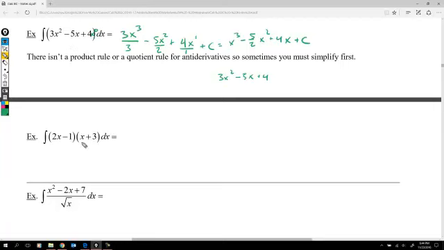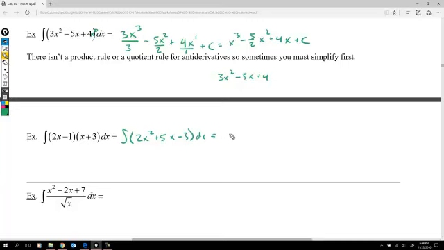Okay, next example, there's no product rule or quotient rule, so we have to simplify this. We have to do the binomial distribution. And so I'm just going to multiply. I get 2x squared plus 6 minus 1, so plus 5x minus 3 with respect to x. Now keep in mind, the way that I've written it, it's very specific. I put the parentheses here to show that the integral is applying to every term. And I put the dx at the end, and this is very necessary. If you don't put it, you will lose points.